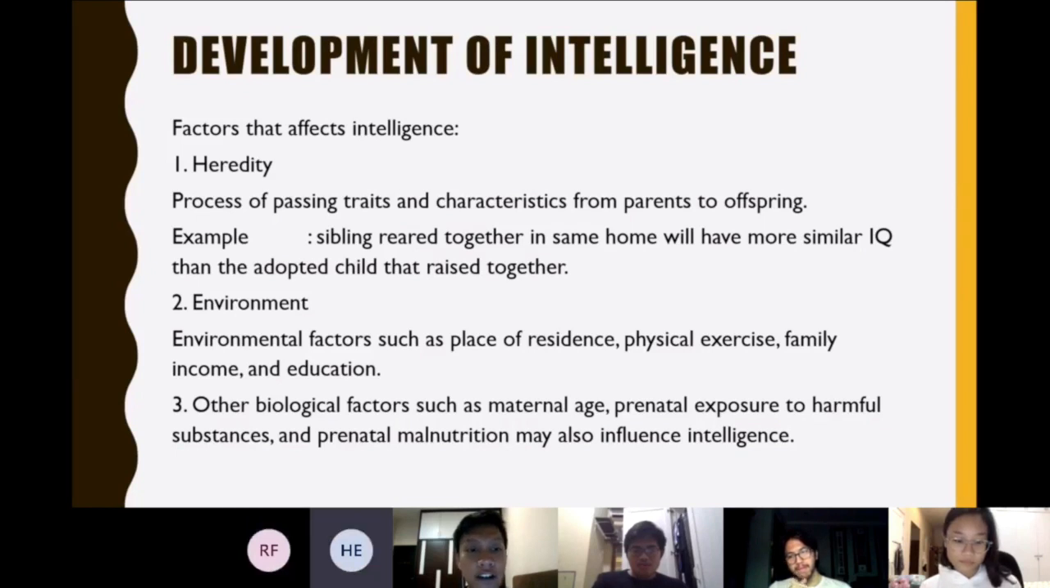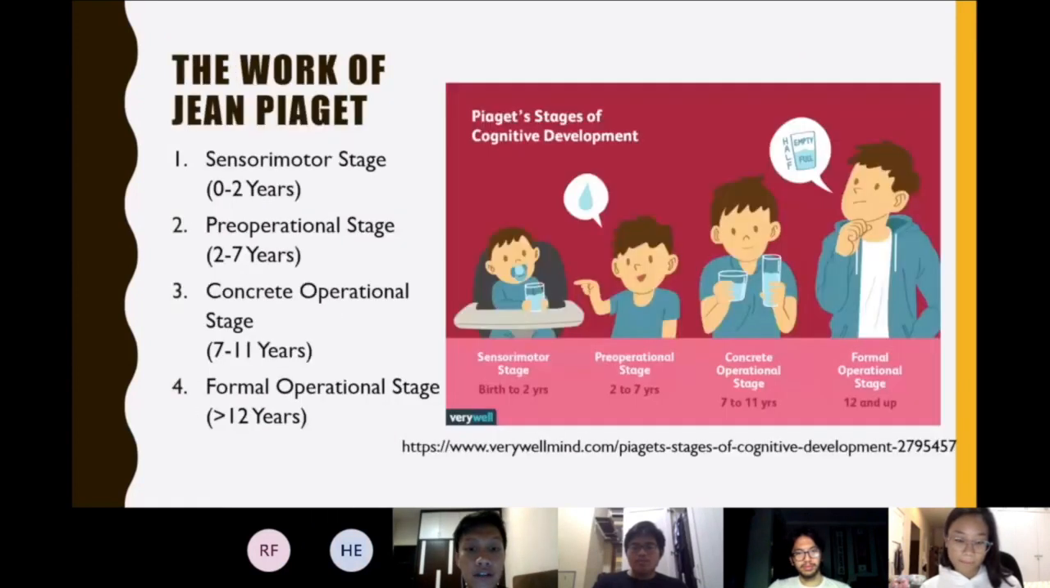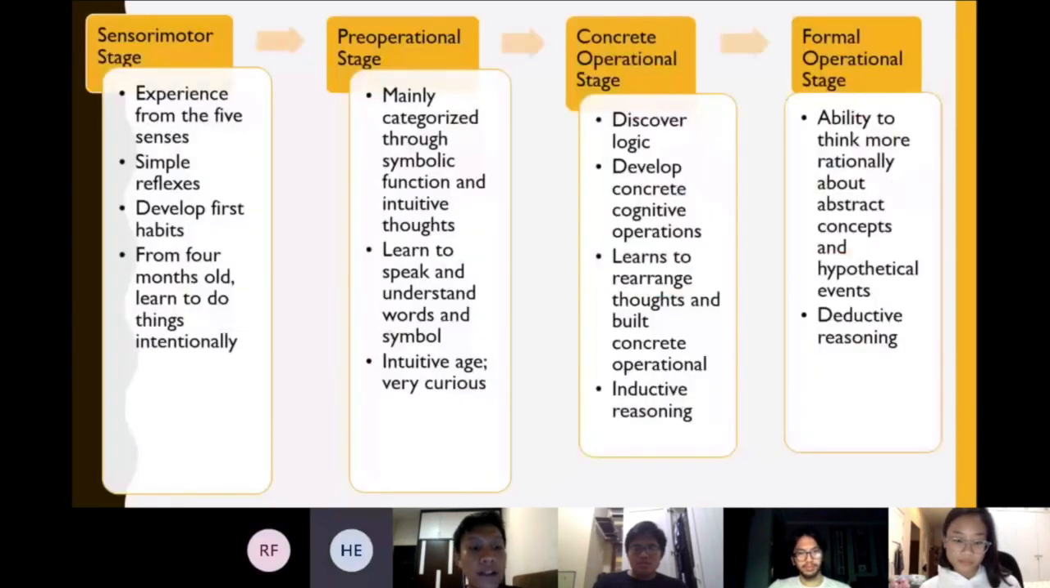There are three factors that affect intelligence. The first one is heredity. Heredity is a process of passing traits and characteristics from the parents to offspring. For example, siblings who live together in the same home are more similar than fraternal twins.